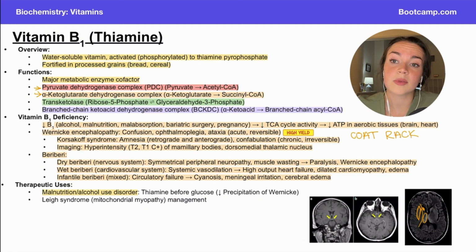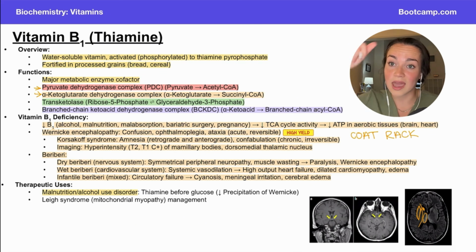Thiamine is frequently supplemented, and it's frequently supplemented empirically. It's quicker, easier, cheaper to just give somebody thiamine as opposed to testing their thiamine levels and waiting for it to come back. Thiamine's a water-soluble vitamin, so it's pretty hard to oversupplement. And so you'll give thiamine as part of what we call the banana bag.